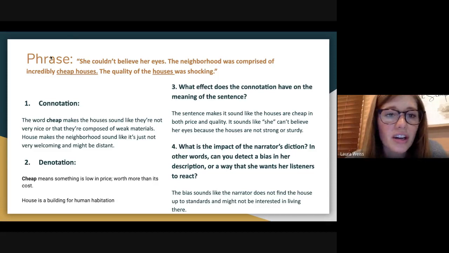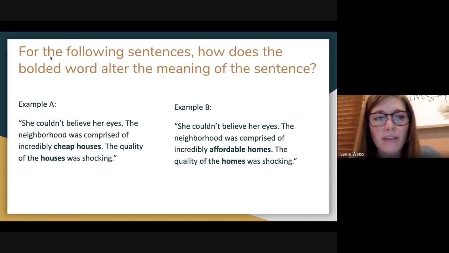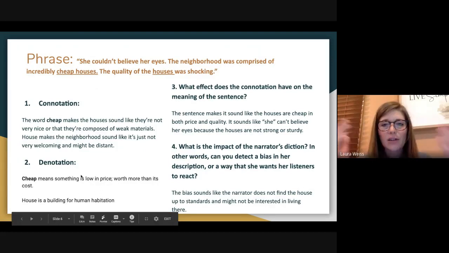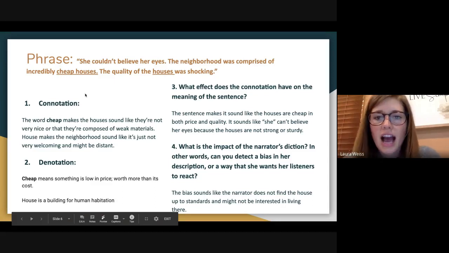So if you notice here, I took example A as my phrase, and I put my phrase up here. And I really looked at the word cheap. That's the word I focused on with this homework. So the connotation, I said the word cheap makes the houses sound like they're not very nice. They're composed of weak materials, right? And then the denotation, I put the word cheap and I wrote the definition. So exactly what you guys are talking about here.